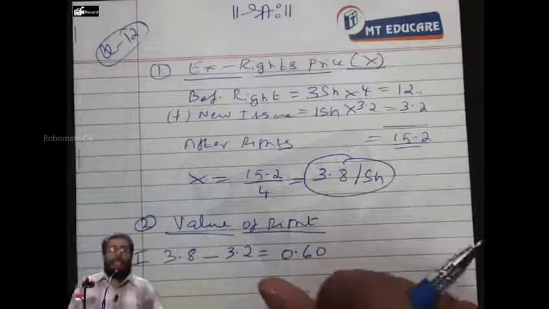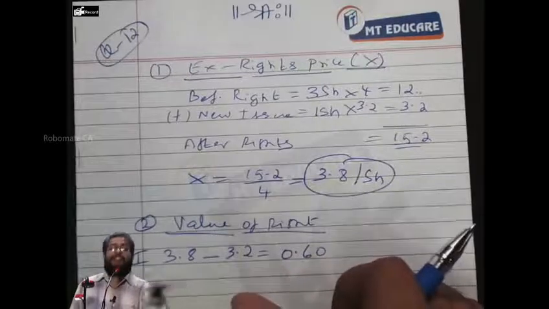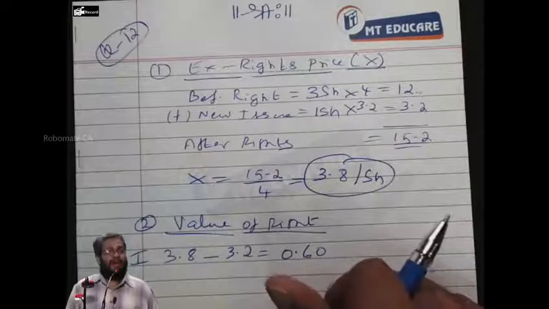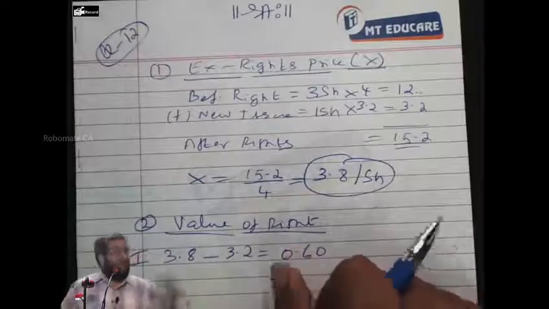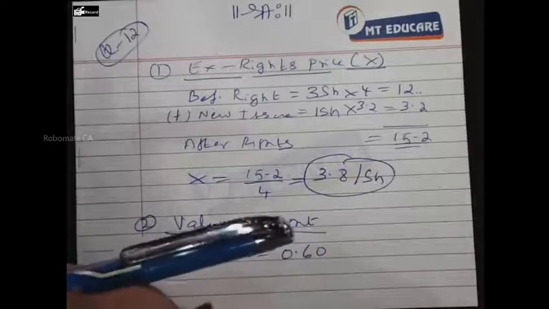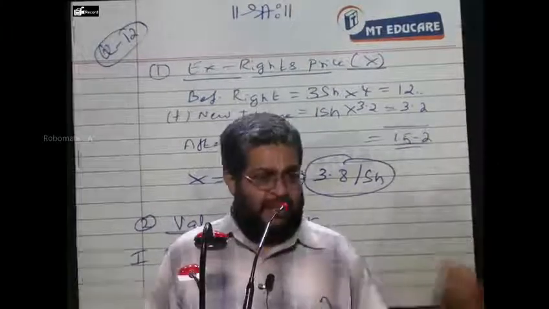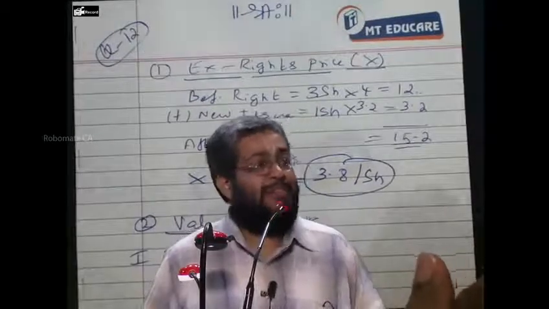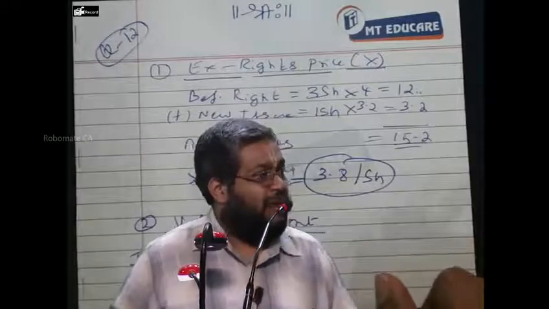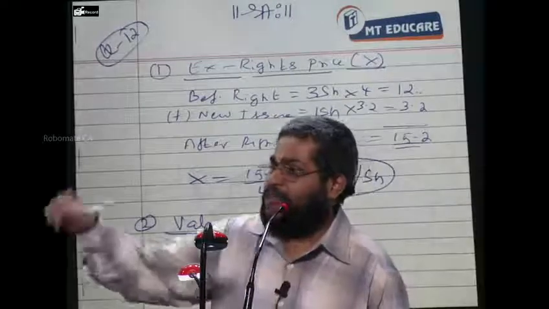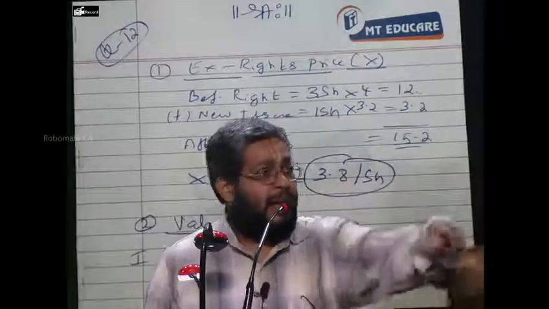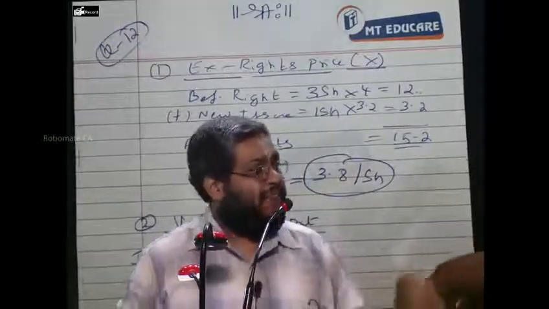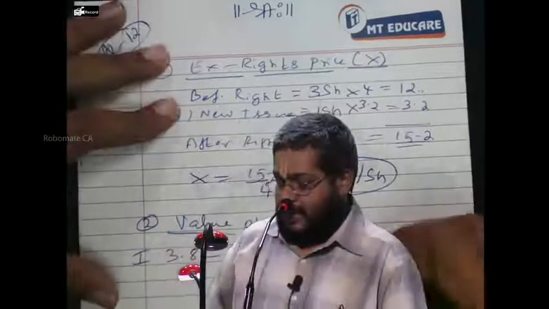Suppose you prepare a personal balance sheet. What is the entry you pass here? Investment account debit, bank account credit. How much goes out of your bank? 3.2. Investment is how much here? 3.8. That's the value of your share. As soon as the cash becomes investment, the 3.2 cash becomes 3.8 in shares. So immediately on purchase, you enjoy an increase in wealth by how much? 60 paise. This is what you enjoy.